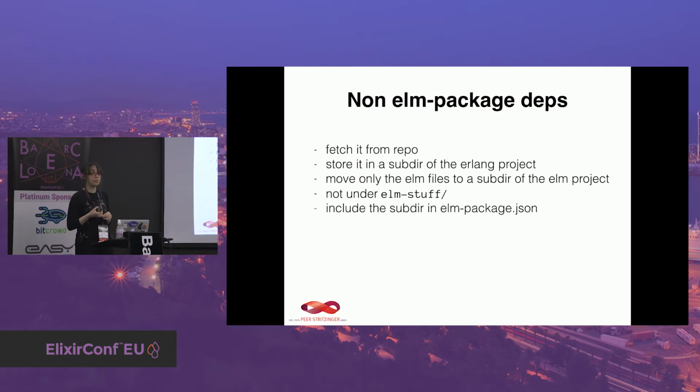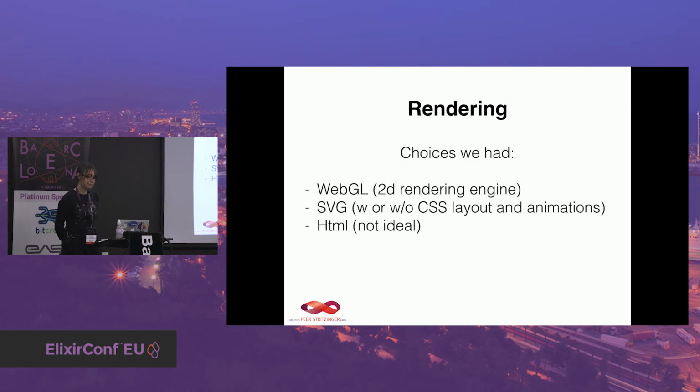About non-package deps, that is a bit more awkward, because you have to keep it in your own repository, and so we fetched it from our own repository, and then we store it in a subdirectory of the Erlang project, not with the Elm files. And then we move only the Elm files to a subdirectory of the Elm project, not under elm-stuff, because then you would risk messing up the Elm package manager. And then you include the subdir in elm-package.json, and that's it.